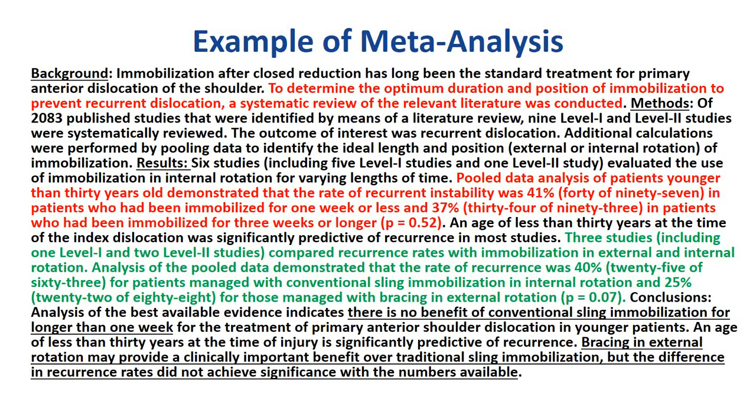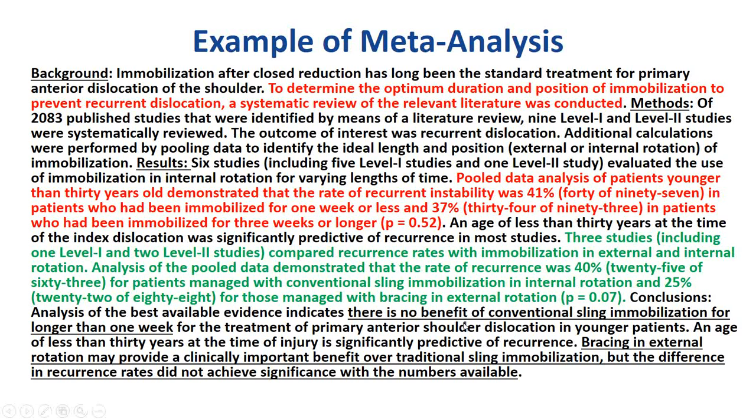The second question that they were looking at was recurrence rates, and so they compared 2 positions, external rotation and internal rotation, and the analysis of the available pooled data found that 25 of 63, or 40% of the patients managed with an internal rotation, the conventional sling, and 25 out of 88 managed in the non-conventional or the external rotation. So it was nearly significantly different. This is certainly a lower recurrence rate, but it wasn't statistically significant.